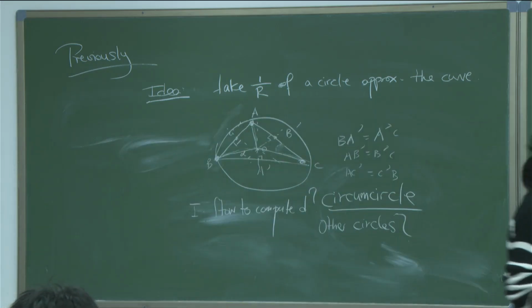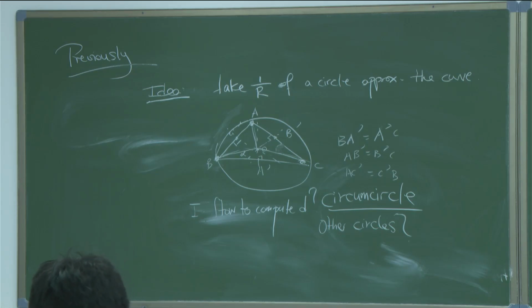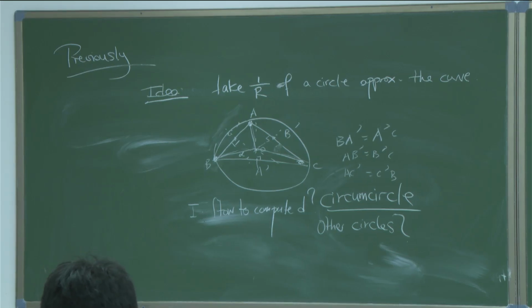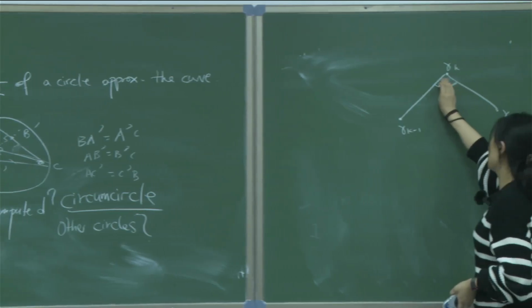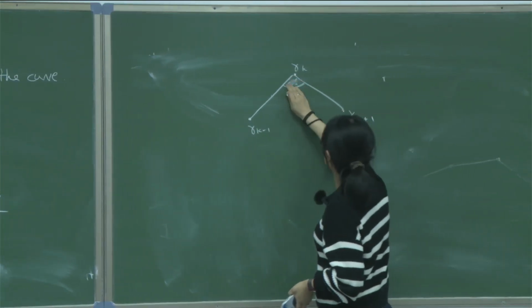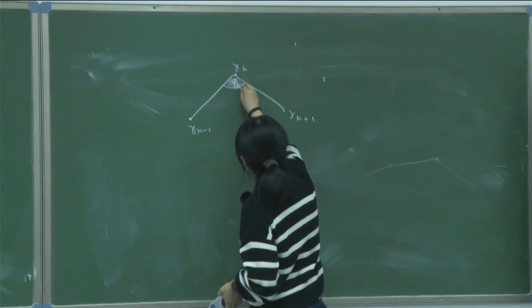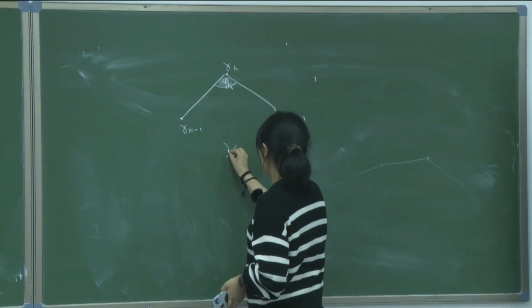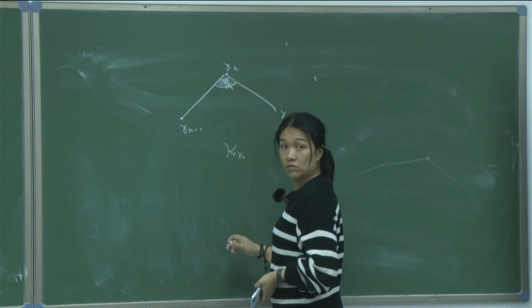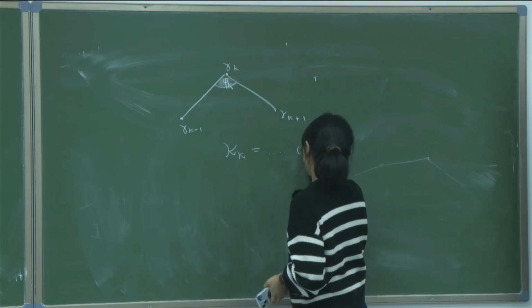You have 3 points: gamma k minus 1, gamma k, and gamma k plus 1. It defines a triangle, okay? And I know the edges, because that's my curve. And I know the angle. Let's call it alpha, or phi k. So I would like a formula that gives kappa k in terms of the angle.